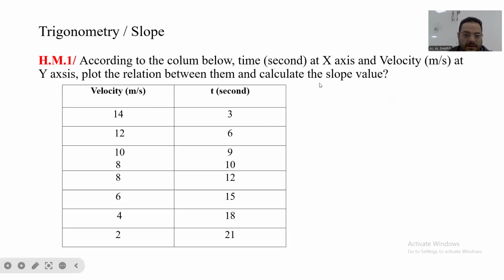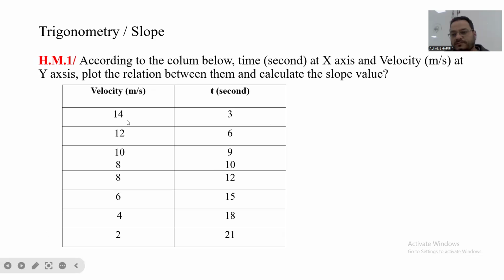Bismillah. Here, this question is important. You should understand each word from this question, okay? Because at the exam, no one will translate any word to you. You will depend on yourself 100% according to the table below. Time in seconds at the x-axis, velocity with its unit at the y-axis. Plot the relation between them and calculate the slope value.